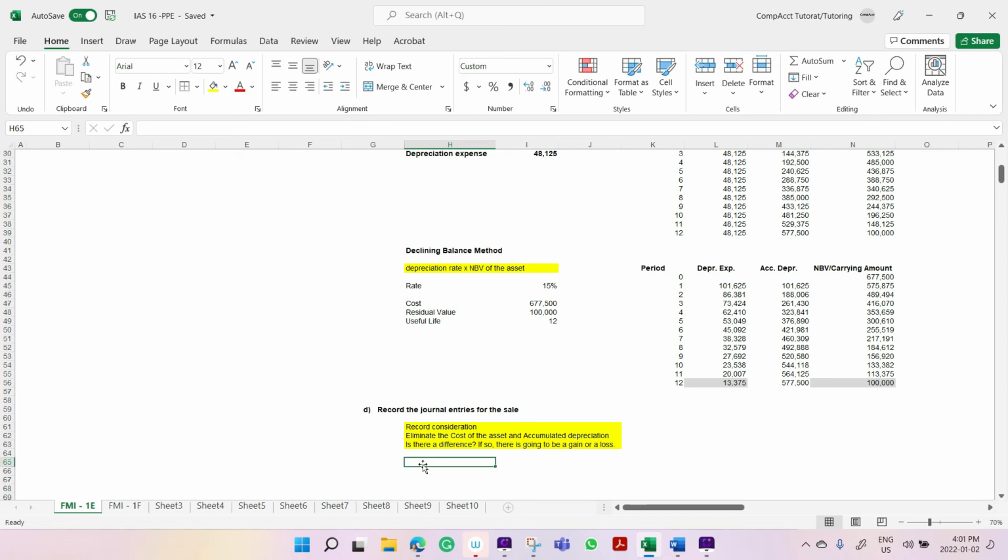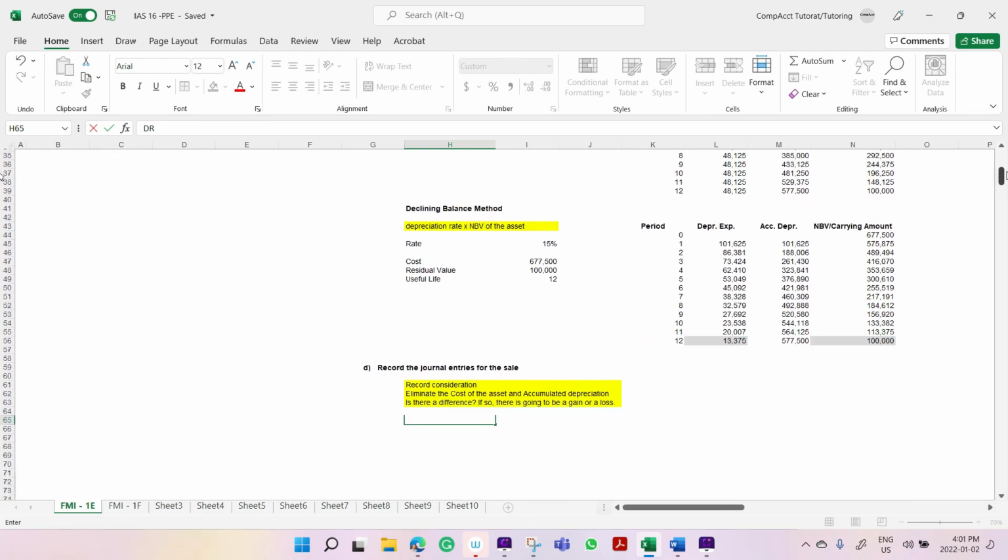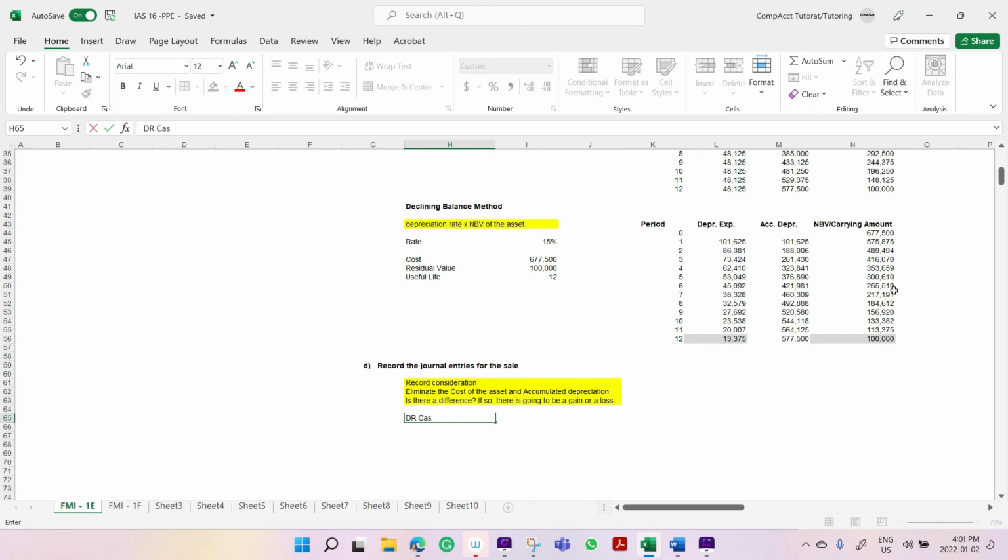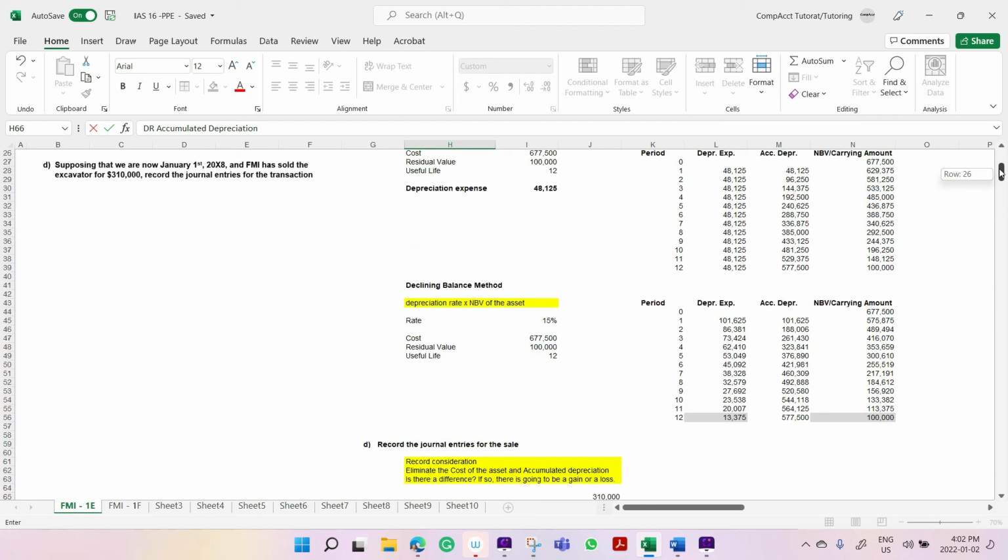So what do I know as a fact? I know that I've got cash, a consideration here of $310,000. Okay, so if we go back to our problem, that's cash in my pockets. That's a debit. Then we have to reverse the accumulated depreciation. Again, that's a debit. And now we're at January 1st, 2008.